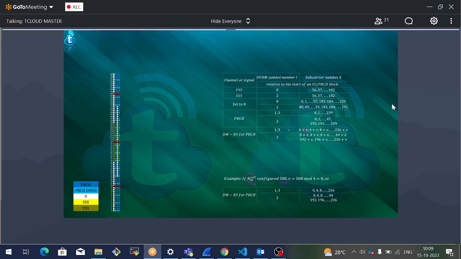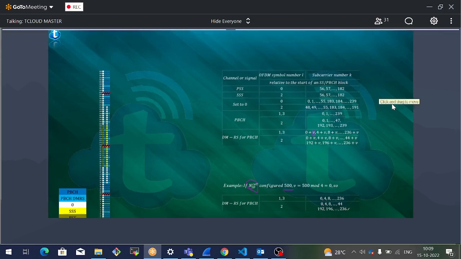When the V value became 0, the DMRS symbol positions will be these: 0 plus V, V is 0, so 0. 4 plus V, which is 4. 8 plus V, which is 8. 236 plus V is 236. So you have other places also in the second symbol position, and what positions it should take.